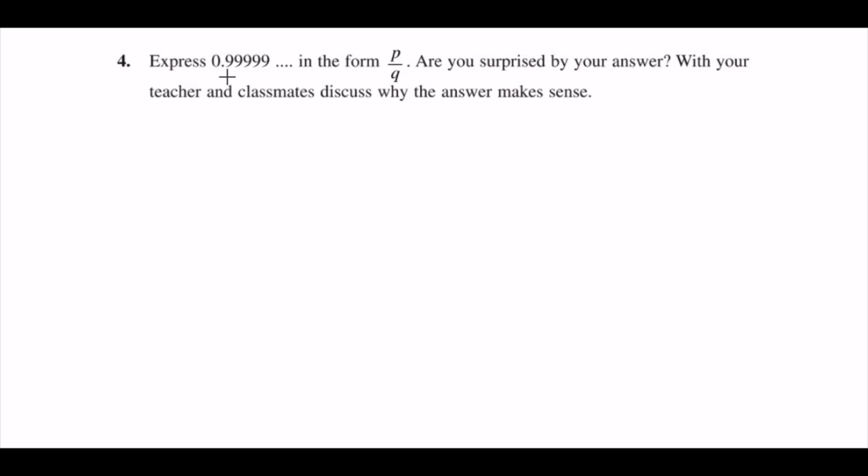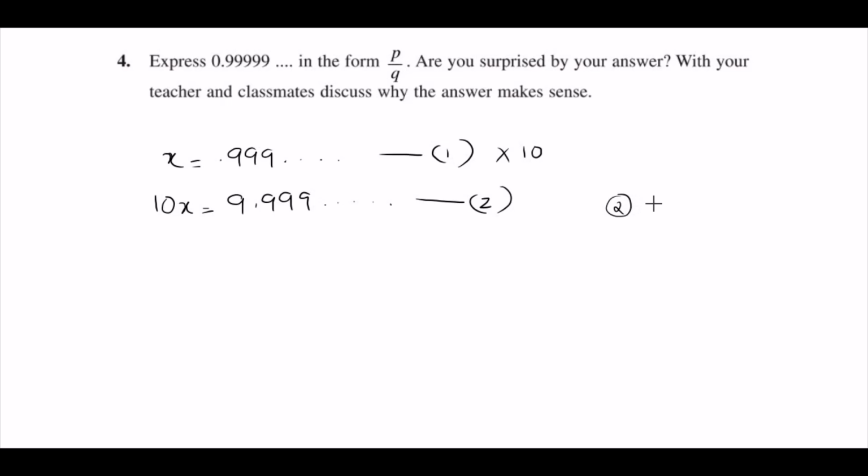The fourth question is, express 0.9999, that is 0.9 repeating, in the form P by Q. Are you surprised by your answer? With your teacher and classmates, discuss why the answer makes sense. So here, we have to express this non-terminating and repeating decimal expansion in the P by Q form. So let x be 0.999 that goes on. So here only one digit is repeating. So multiply this equation by 10. So you get 10x is equal to 9.99 that goes on with the second equation.